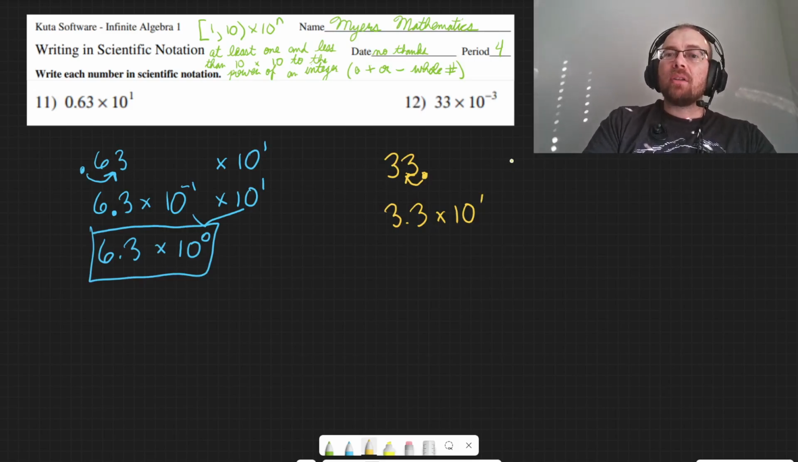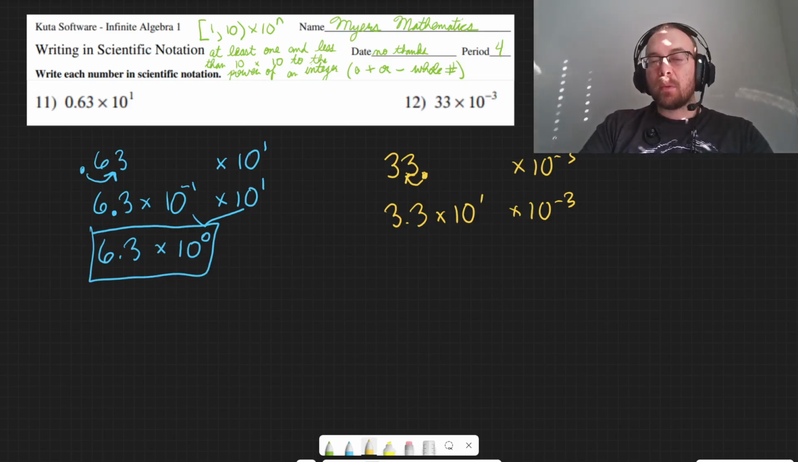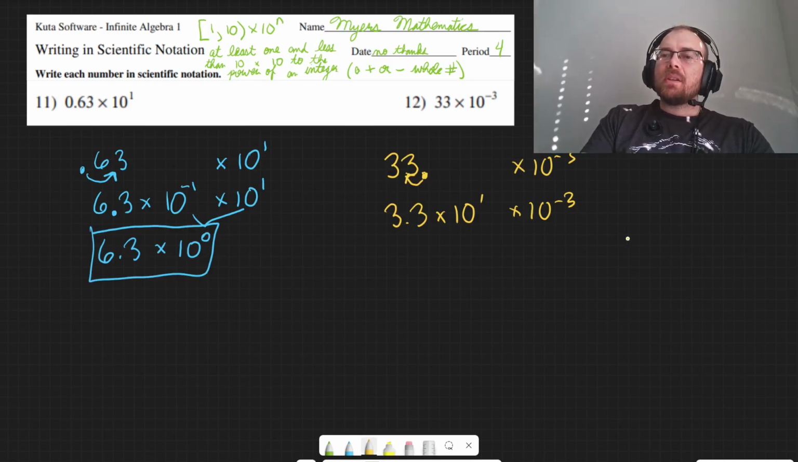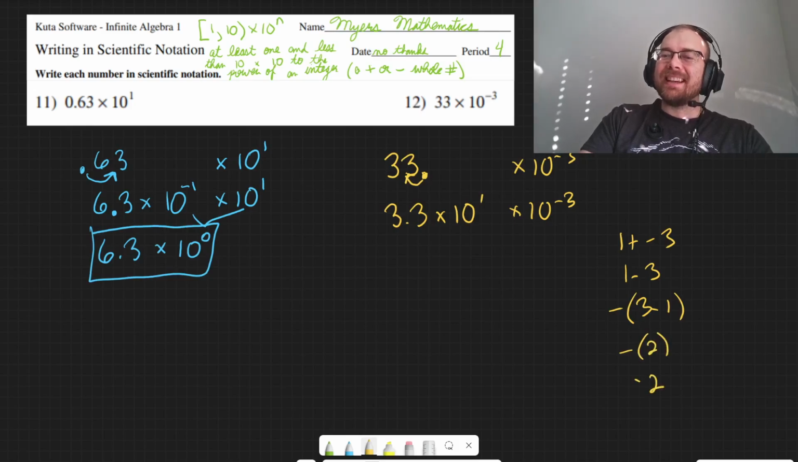Now remember, I was already timesing by 10 to the negative 3 power. Yep, you can just barely see that. There we go. So I drop that down, and I'm going to combine these. Now remember, when you do power times a power, you add the powers. That's one way to say it. Or you could say that when you're timesing numbers with the same base, you add their powers. So it'd be 1 plus negative 3, which is 1 minus 3, which is the opposite of 3 minus 1, which is the opposite of 2, which is negative 2.